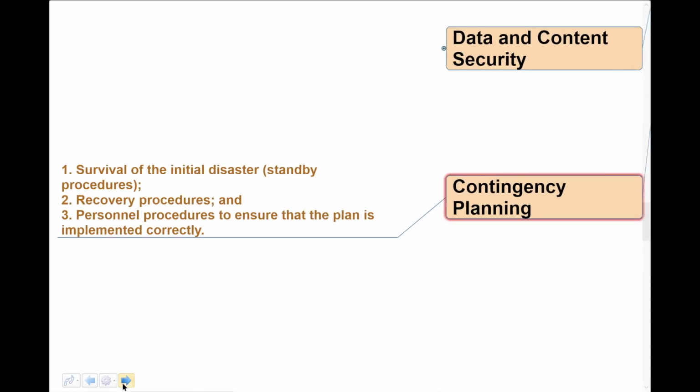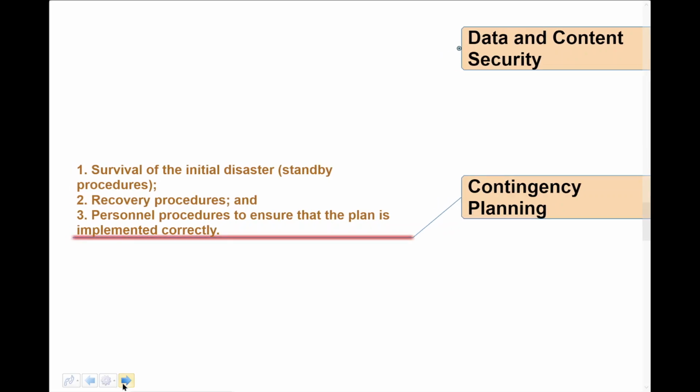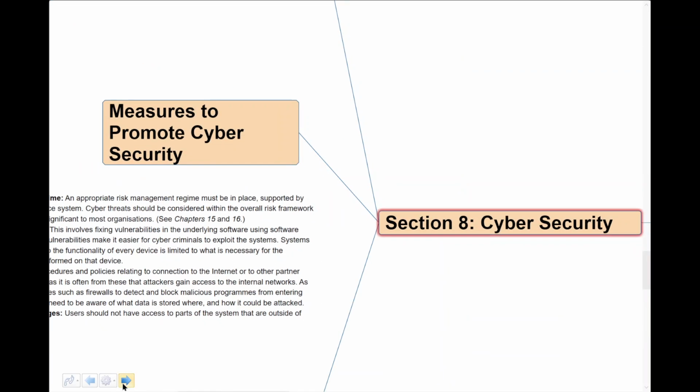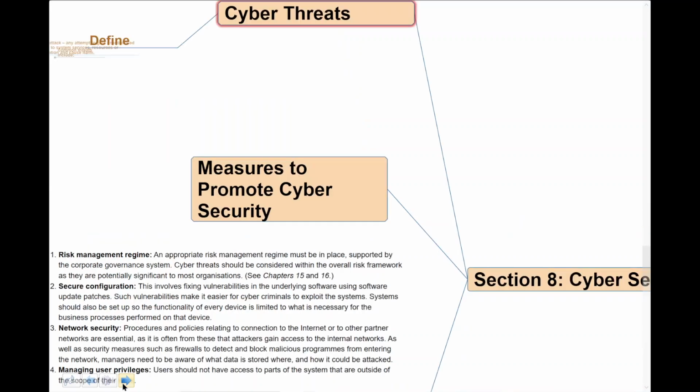In terms of contingency planning, if things go wrong, certainly procedures that need to be put into place immediately, survival, and the idea that if operations are down, we need to get them up to speed as quickly as possible. And outside of that, point number 3, certainly personnel need to be aware. Everyone needs to know what they need to do in the case of a system going down or being hacked, etc. Next area here for us is cybersecurity.